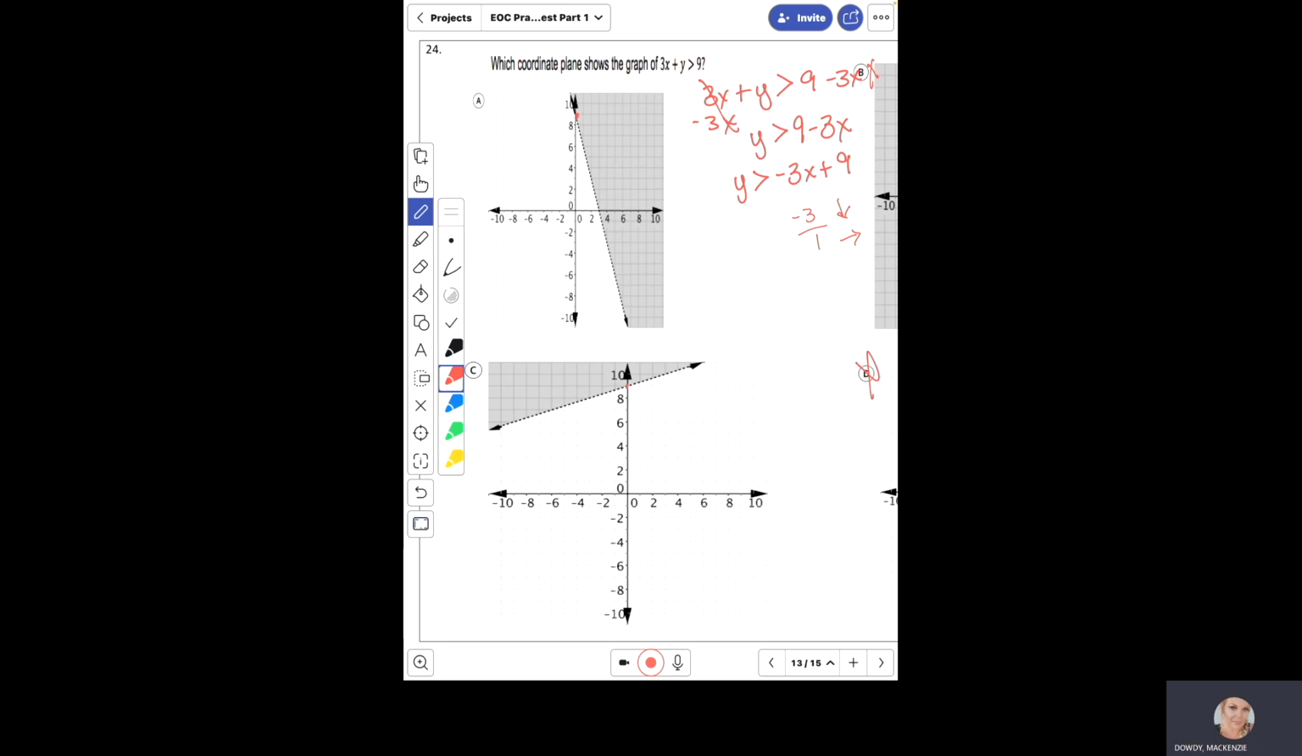All right, C: start at 9, go down 3, 1, 2, 3 over 1, 1, 2, 3 over 1. You can see again, that is not the line that they have drawn. You can eliminate C. A is going to be our answer. So start at 9, go down 1, 2, 3, and over 1. That is on the line. So A is our coordinate plane, the graph of 3x plus y is greater than 9.